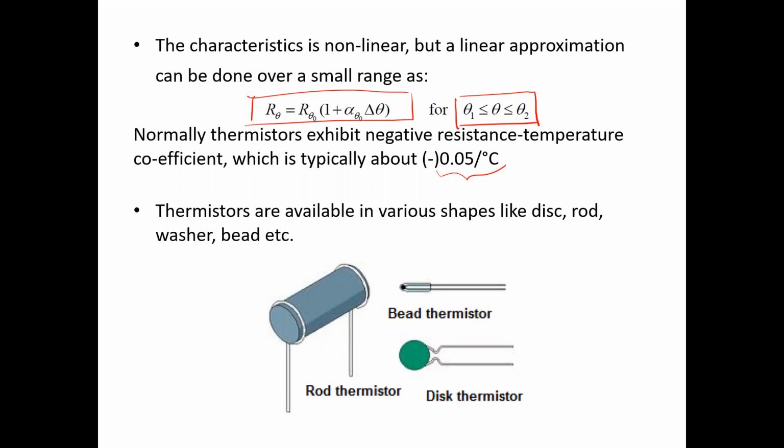Now, the various available shapes and sizes of thermistors are shown in this figure. So this is a rod type construction, this is a bead type construction, and this is another type of construction, and they are of relatively smaller size compared to RTDs.